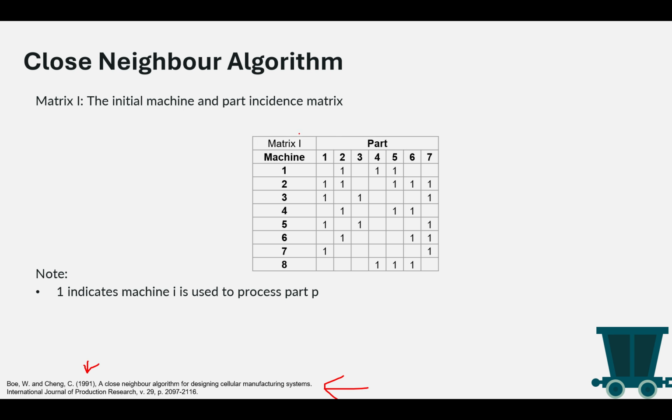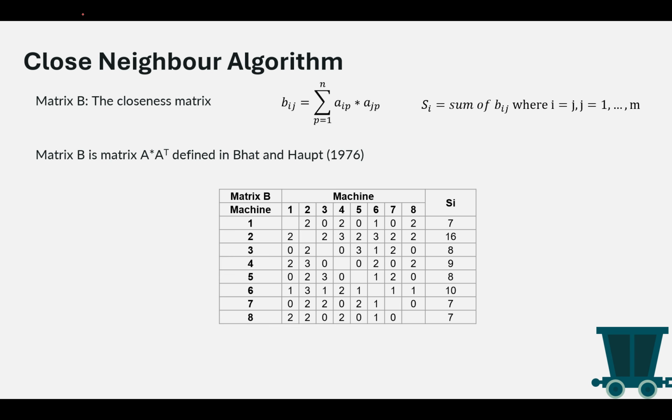Basically there is matrix A, or matrix initial, which shows the part and machine incidence matrix. A 1 indicates machine i is used to process part j. For example, machine 1 is used to process part 4. This is the initial matrix. After that, we can determine matrix B, which is the closeness matrix.